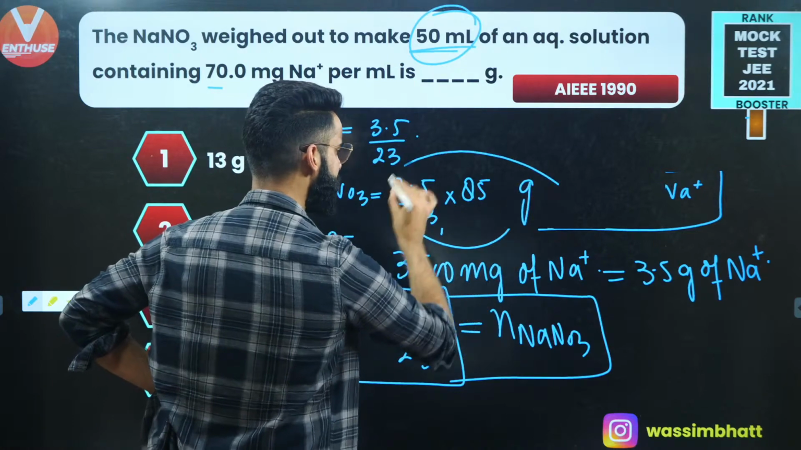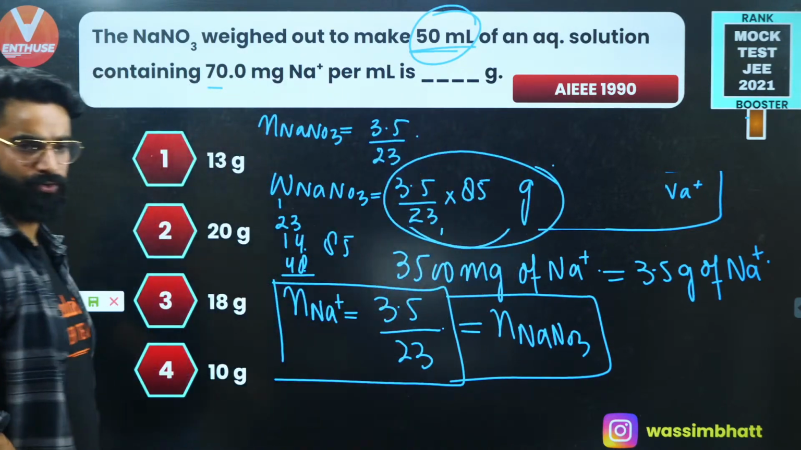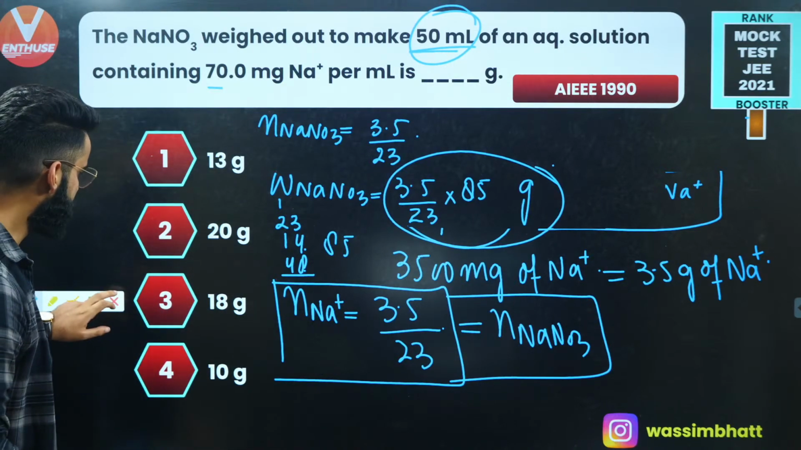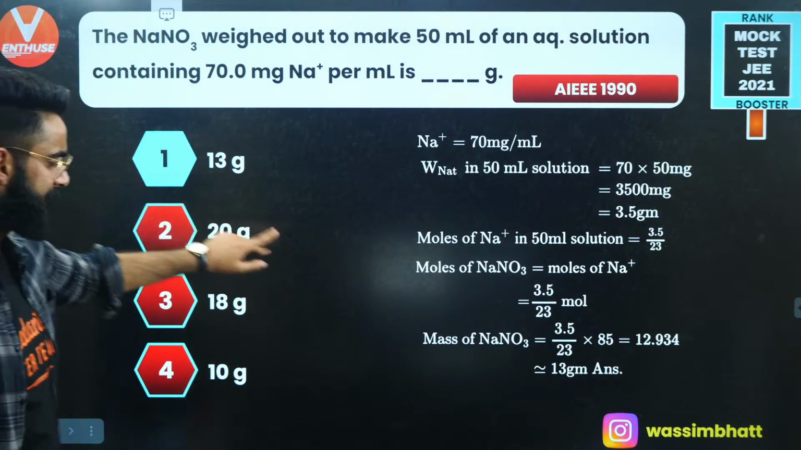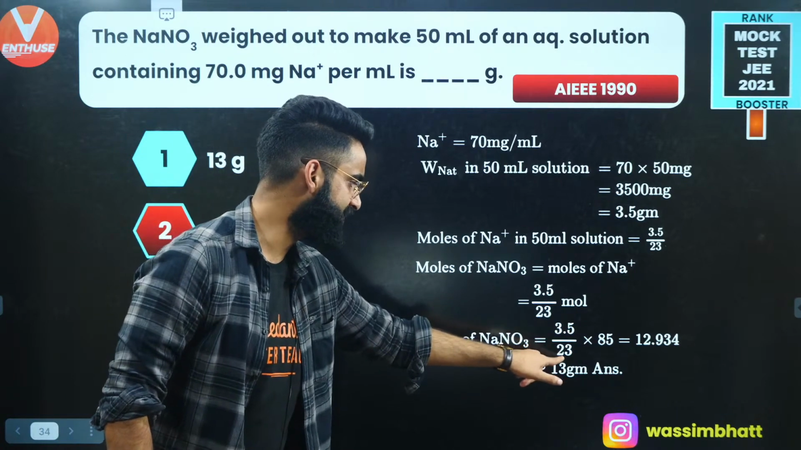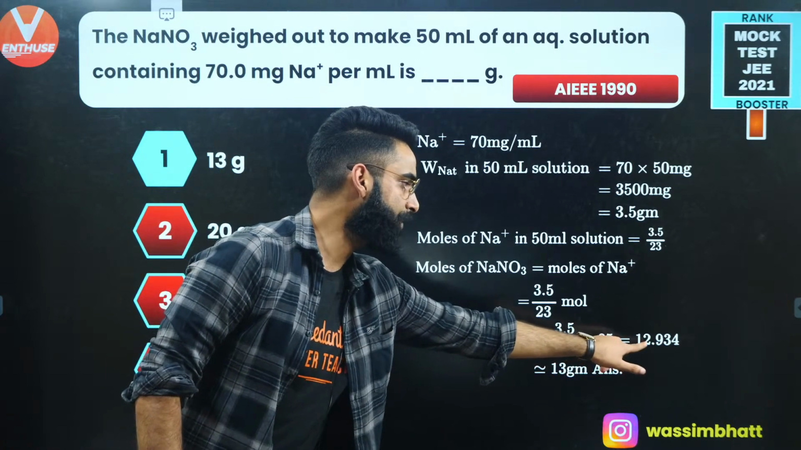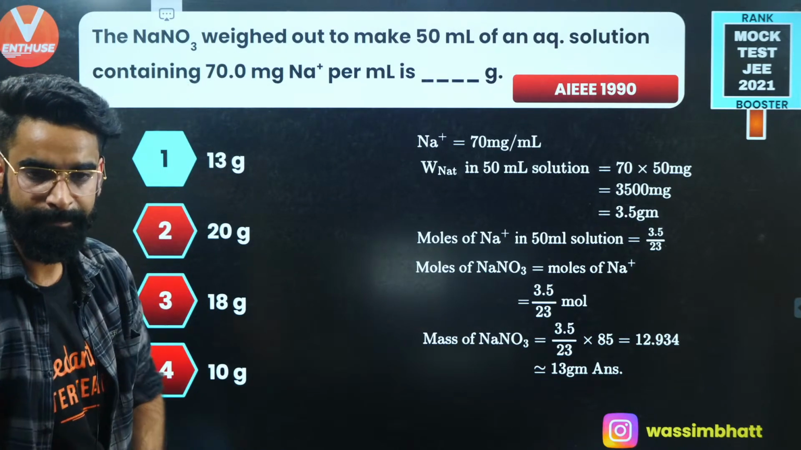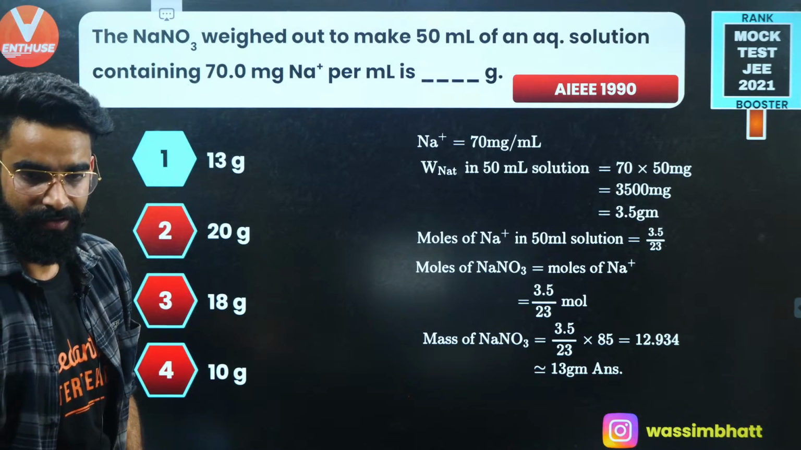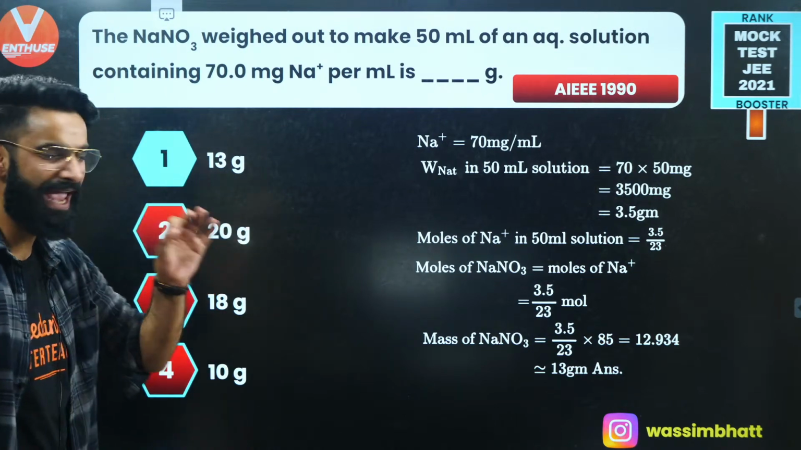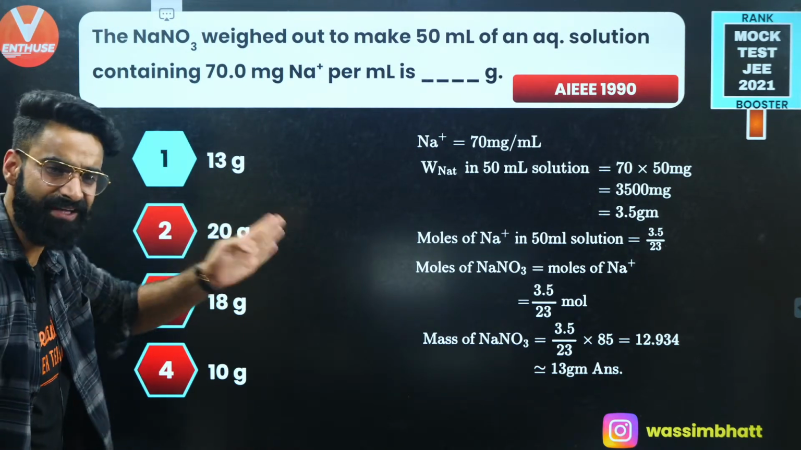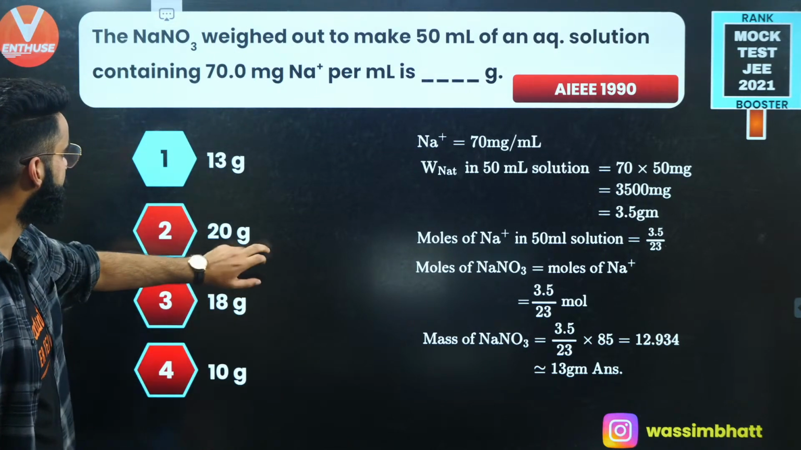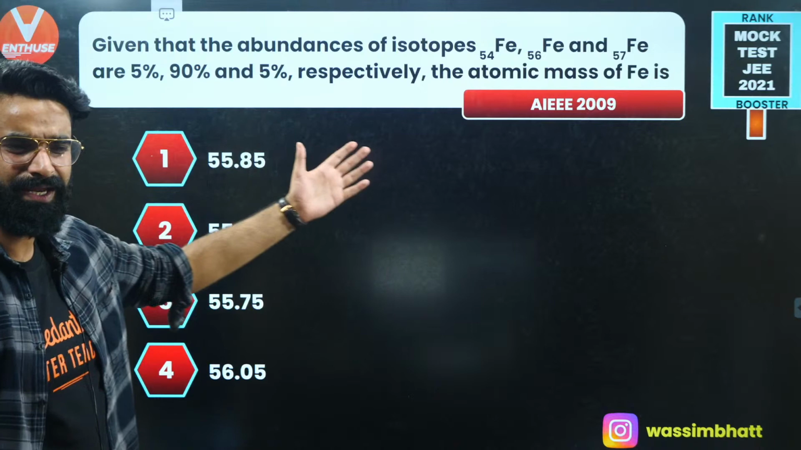So just calculate it, and you'll get the mass of NaNO3 in 50 ml of the solution in grams. The exact value comes out to be 3.5 divided by 23 multiplied by 85. The value comes out to be 12.9 grams, which is approximately equal to 13 grams. If anyone has any problem in understanding this question, just drag the video a little back. It'll be a replay for you. Okay, a very, very simple question.